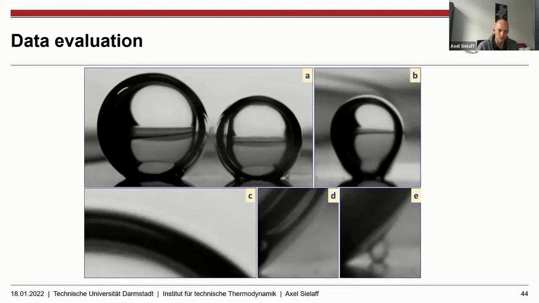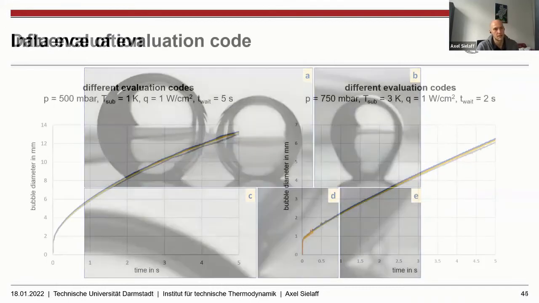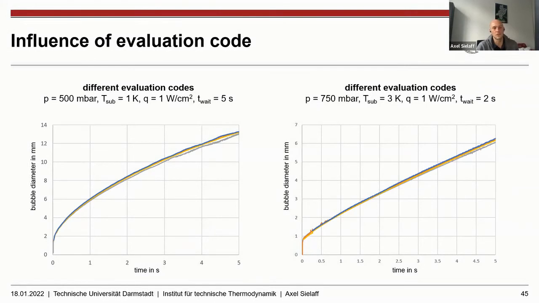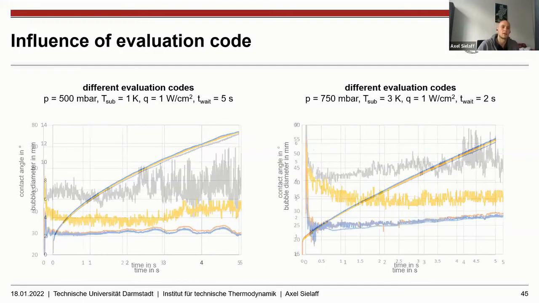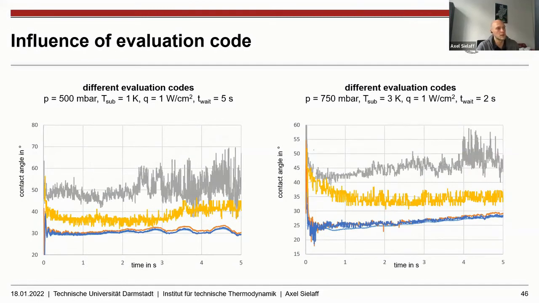Then we asked ourselves the question, do our codes give us the same results? And yes, successfully, for the bubble diameter, one of the major parameters, all the different evaluation codes we used in this project from the different groups give us quite similar results, which is quite fine. But looking at the contact angle, also for a pool boiling case, we see that the evaluation code can have a quite significant effect on the data evaluation. So we have variations from 30 to 50 degrees, for example, between the different codes used.